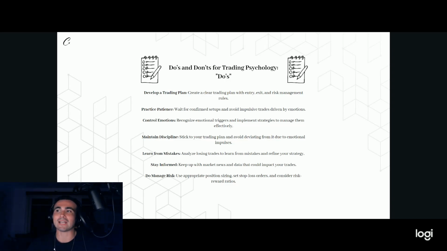This is what separates good traders from bad traders. Analyze losing trades to learn from your mistakes and refine your strategy. Meaning that if you lose money due to a strategy that didn't work, don't apply the same strategy hoping for a different outcome. That is the definition of insanity.